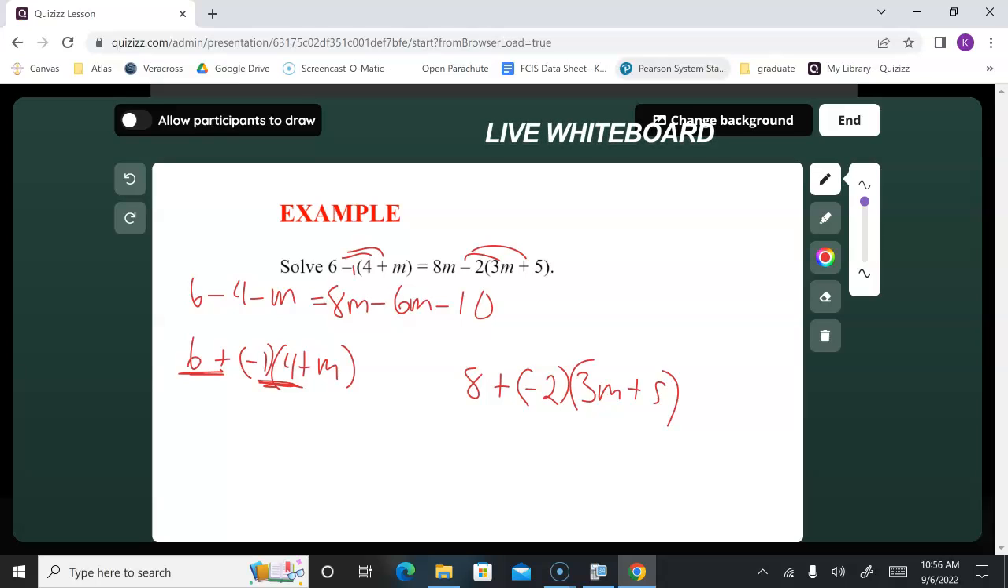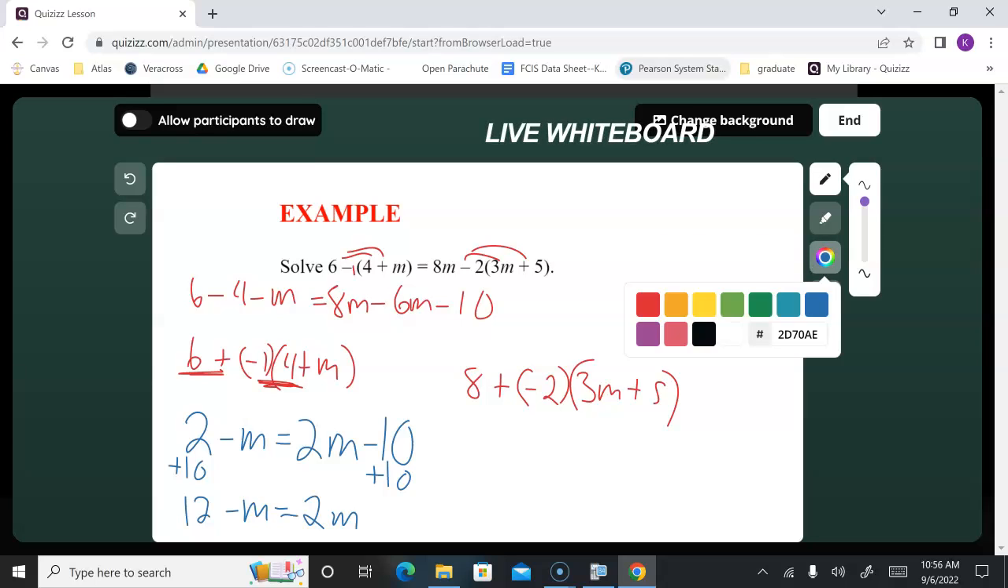Okay? Now, can I combine any like terms on the left? 6 and 4 gives me what? 2. 2 minus m. And on the right? 2m. Good. Now what? Let's get rid of the m by doing what? Adding. Add m to the other side.